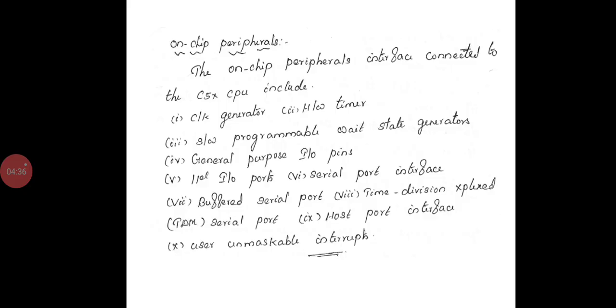On-chip peripherals. The on-chip peripheral interfaces connected to the C5X CPU include the clock generators, that is the hardware timer, software programmable wait state generators, general purpose input output pins, parallel I/O ports, and the serial port interface, buffered serial port, time division multiplexed serial port, host port interface, and also the user unmasked interrupts. These are about the fixed point architecture. Thank you.